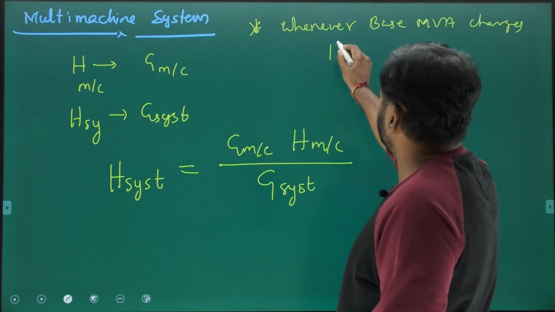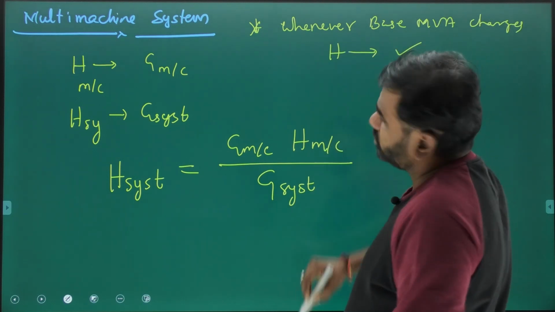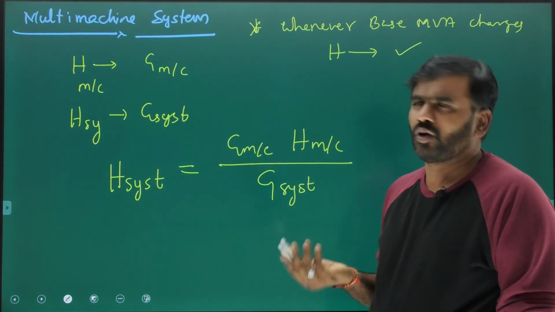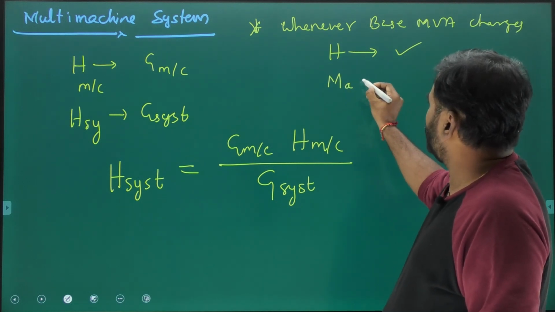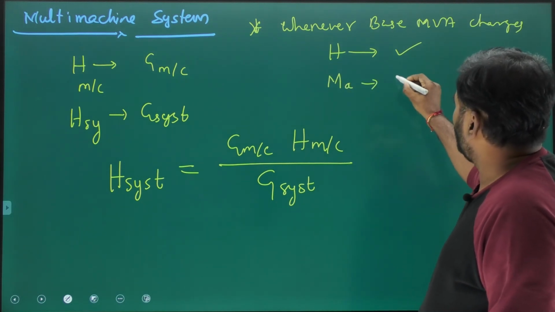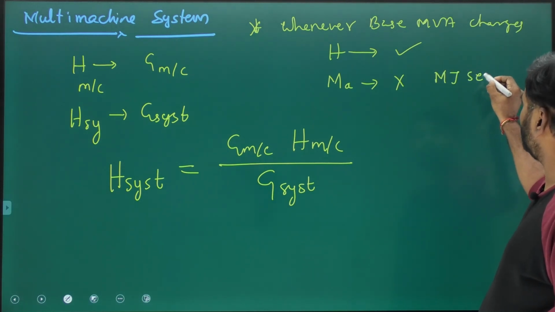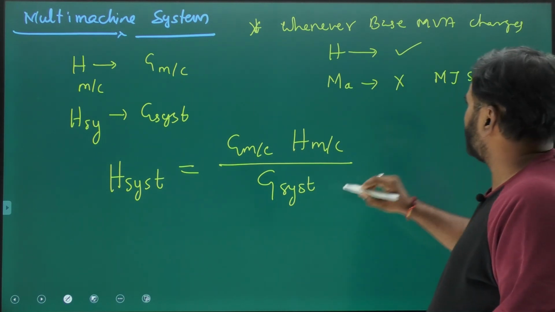For example, will H change or not change? H will change. Okay, tick mark for change, cross mark for no change. M in actual form, what does it mean? It will not change. M actual means megajoules seconds per electrical radian. It will never change, it remains the same.